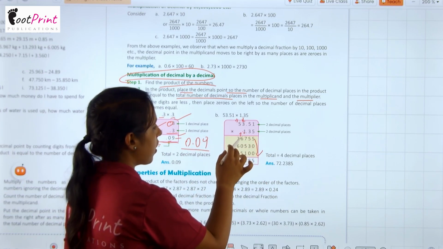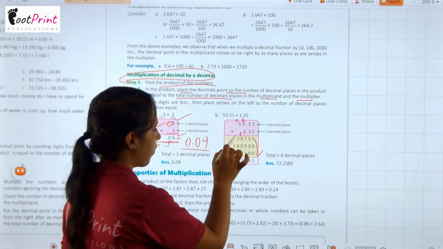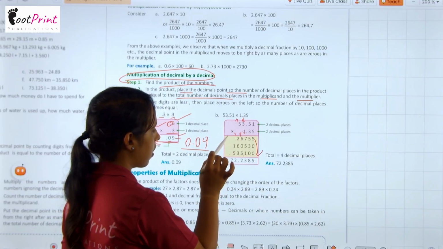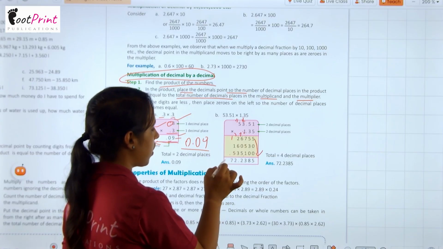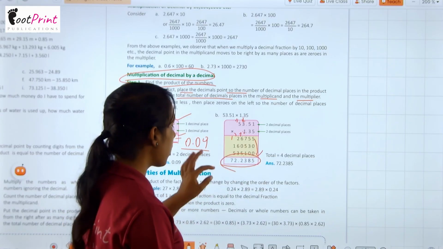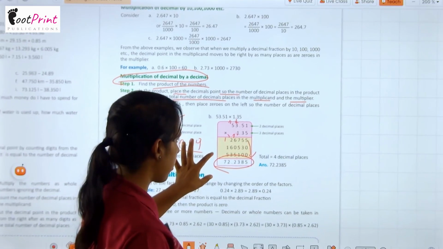Then we have 6, 1, 7, 5, 12. Here 3, 6, 9, 9, 3, 12. And here 5, 1, 6 and 1, 7. So we get 72238 5.